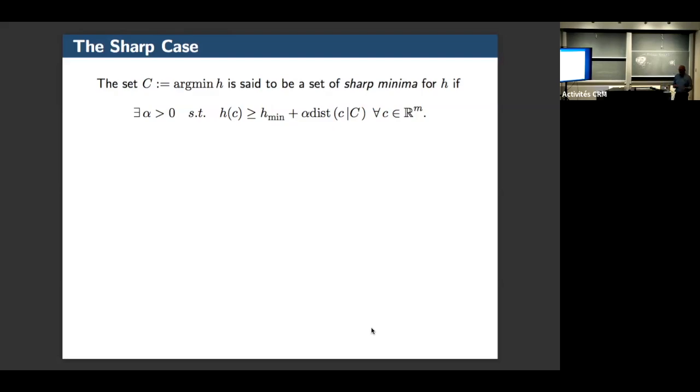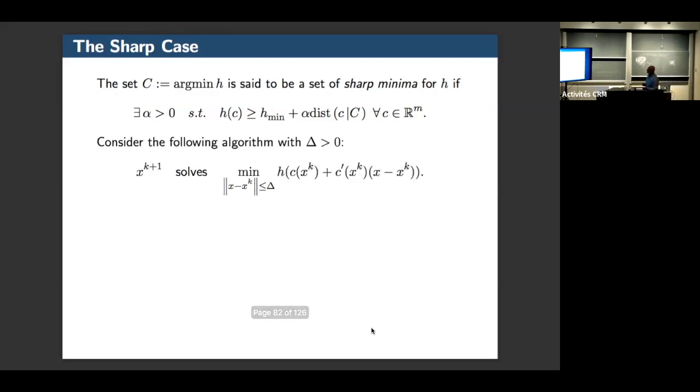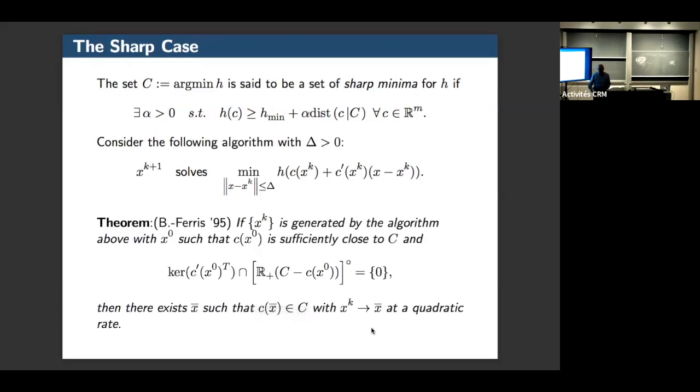Thirteen minutes? Okay, so I'll move away from the sharp case, but sharp means that you move at a linear rate away from the minimum value. In that case, you can subsume the curvature condition in H, and you get an algorithm that's under this condition. You get both existence of solutions and quadratic convergence.